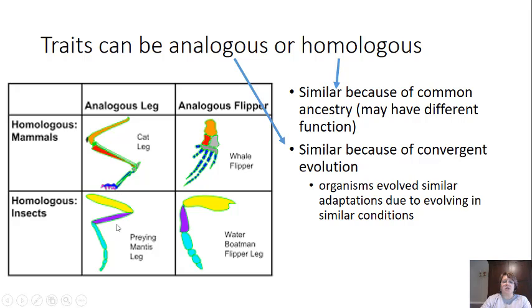And then the insects are actually homologous structures as well for their legs, due to the different pieces of those. It's very similar to the mammals and the pentadactyl limbs. So I hope that clears up some confusion that may have been previously with analogous and homologous.